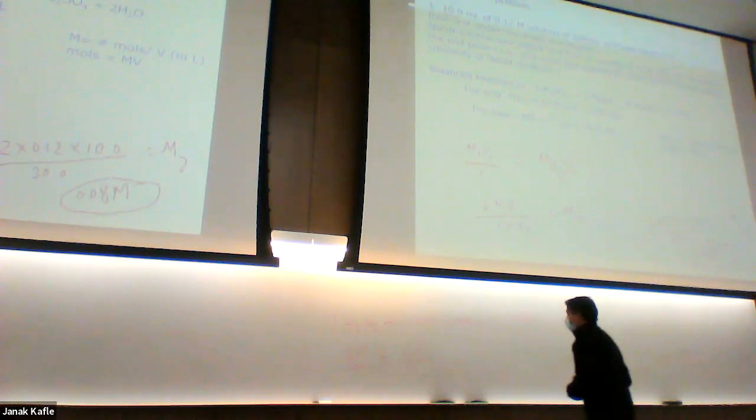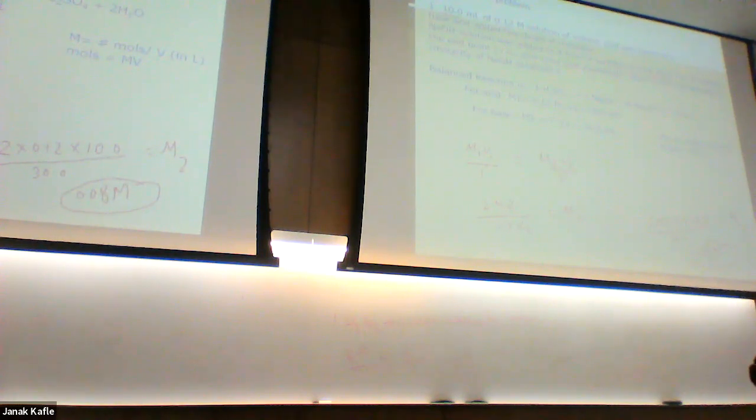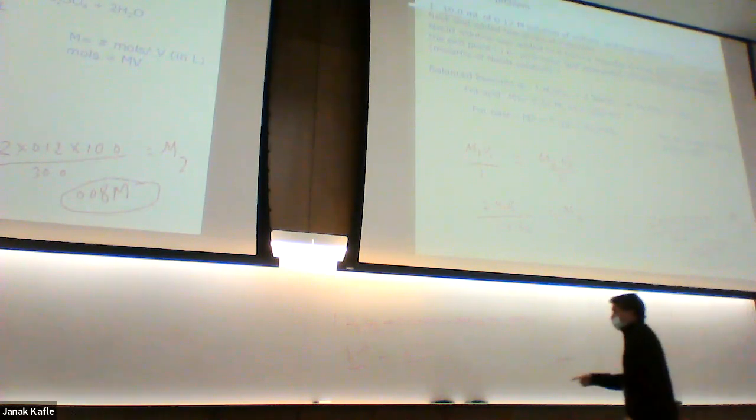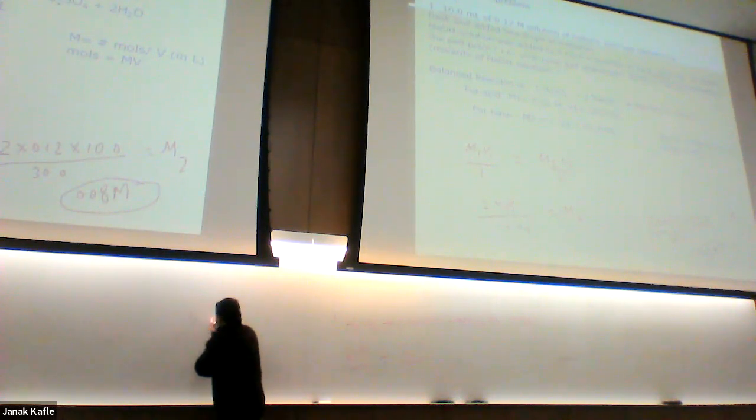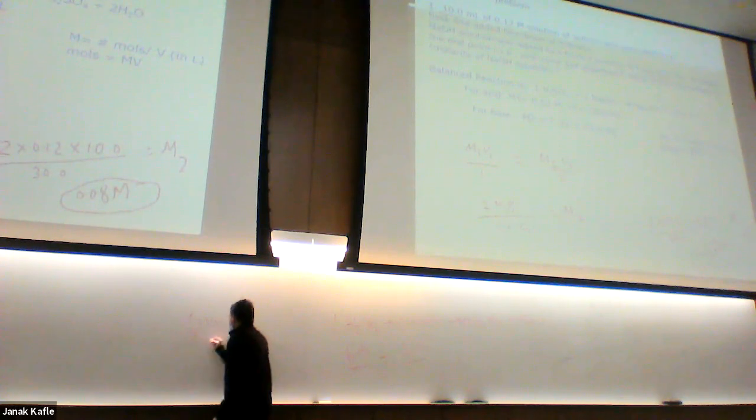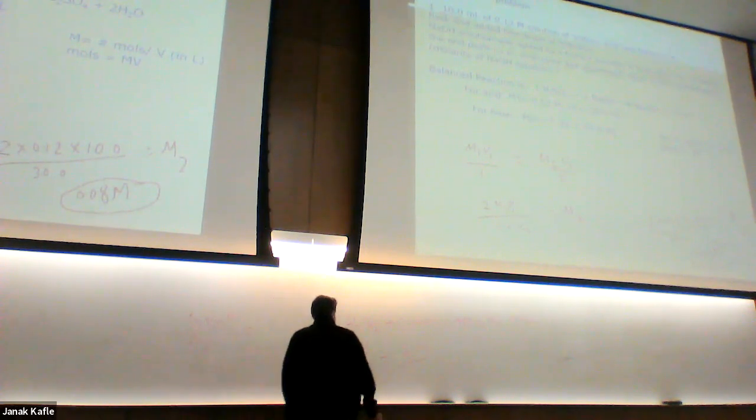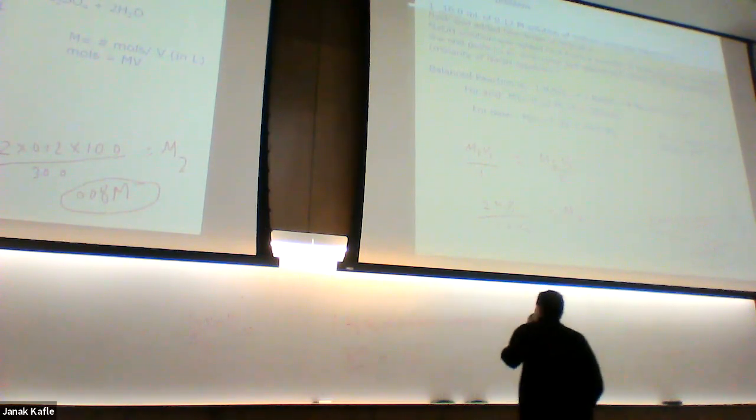So on the sulfuric acid side, let's do V1 M1. What is the sulfuric acid side there? Sulfuric acid is 10 ml and 0.12 molar. And we don't have anything here, 1. So it's equal to V2 by 2.